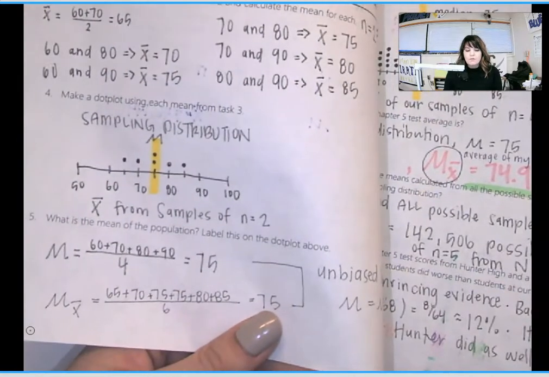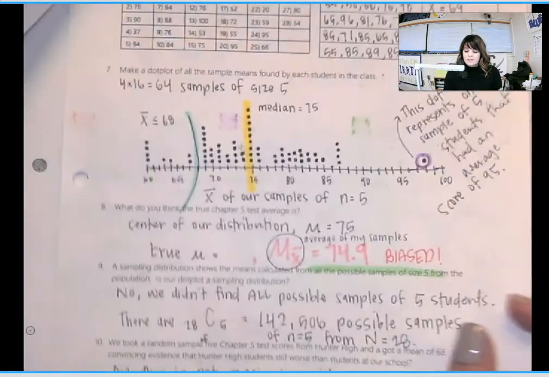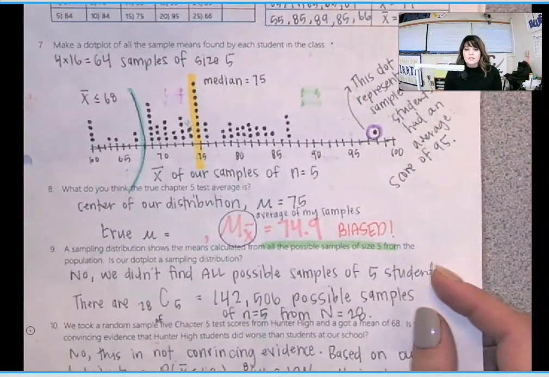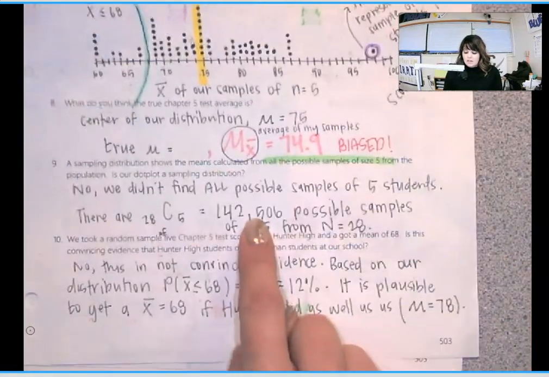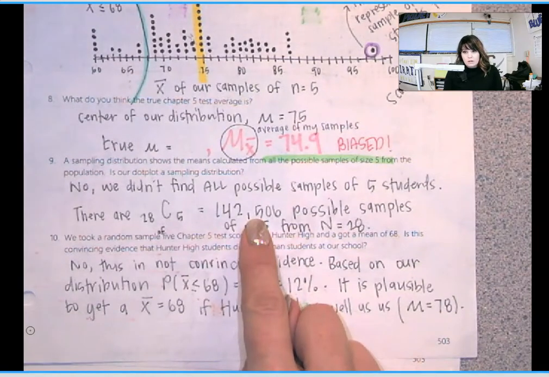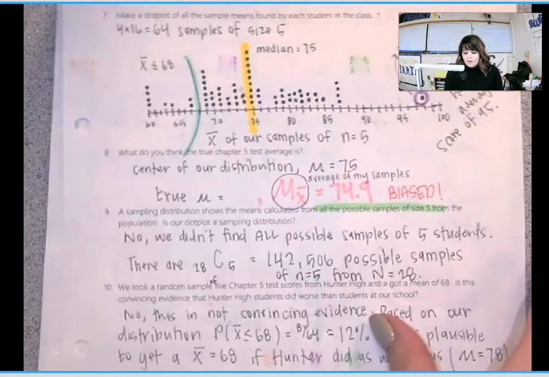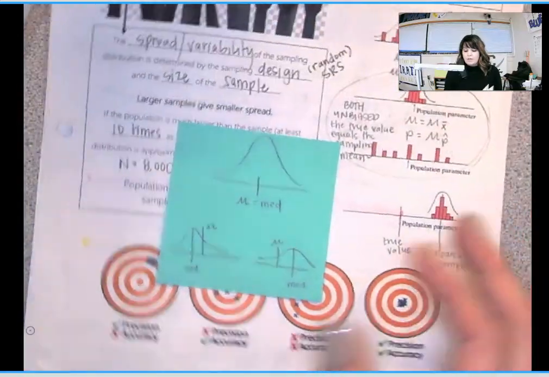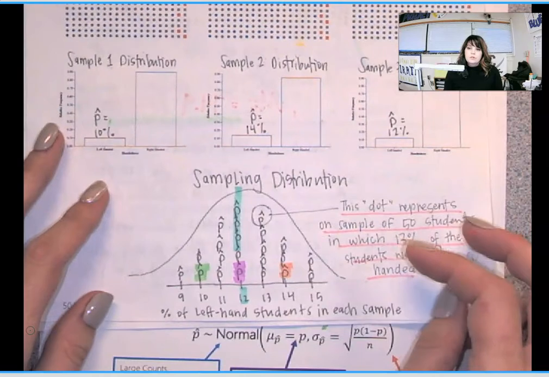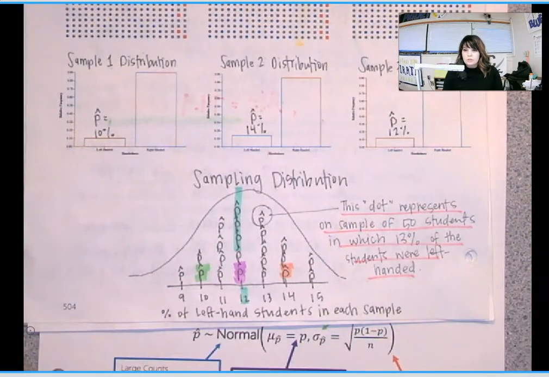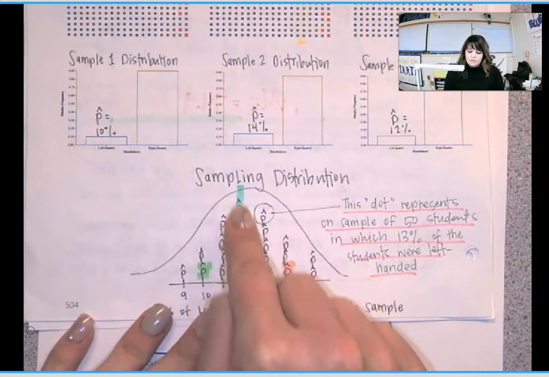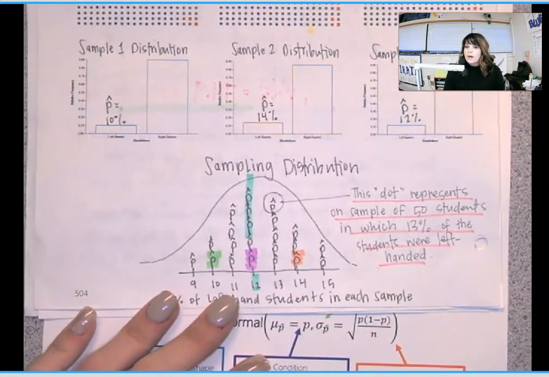So we did this for a mean, and then discovered that it really is quite a task to find all of the samples, because in many cases there are hundreds of thousands, millions, quadrillions of different possible samples. But what we ended up learning or seeing is that if you take enough samples, what your distribution will look like is a normal curve that is centered on the true value of whatever we're looking at.